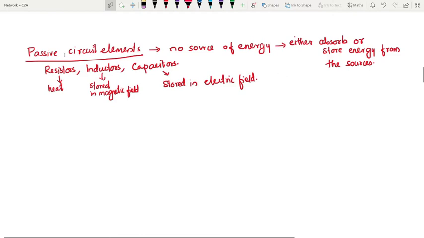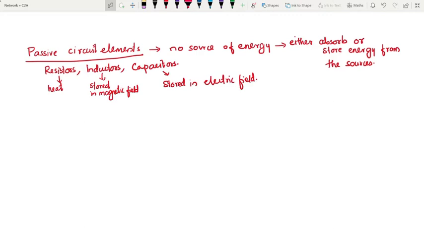There are three passive circuit elements: resistors, inductors, and capacitors. In the case of resistors, it absorbs energy and converts it into heat. In the case of inductors, it absorbs energy and stores that energy in a magnetic field. And finally, in the case of capacitors, it absorbs the energy from the source and stores it in an electric field. Let's see the details of resistors, inductors, and capacitors and their voltage-current-power relationship in this video.